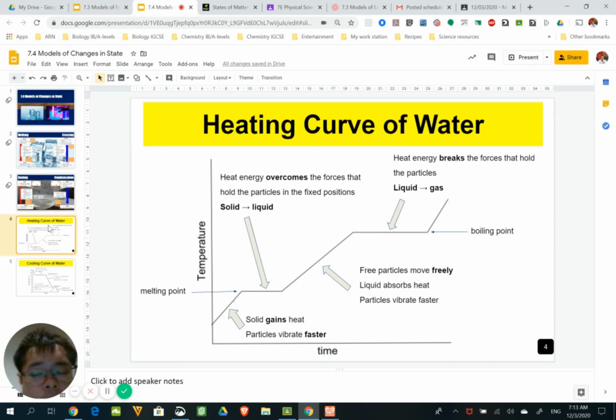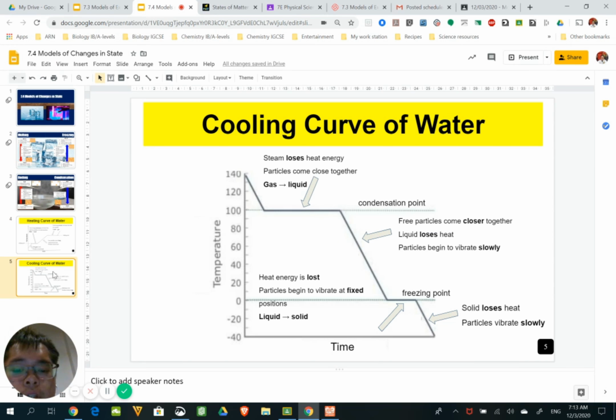Okay. And of course, you're talking about the cooling curve, which is the direct opposite of the heating curve. Again, steam in the gaseous phase will lose energy. Particles come together. And there will be a point where it condenses. This is where gas turns into liquid. Remember, the whole idea is that everything now loses energy. Heating is gaining energy, cooling is losing energy.